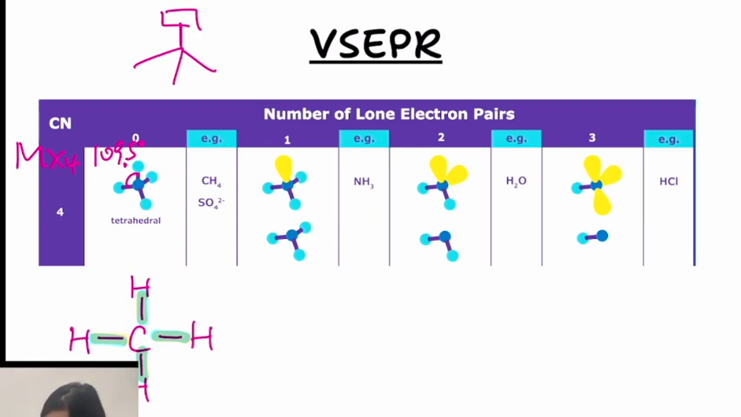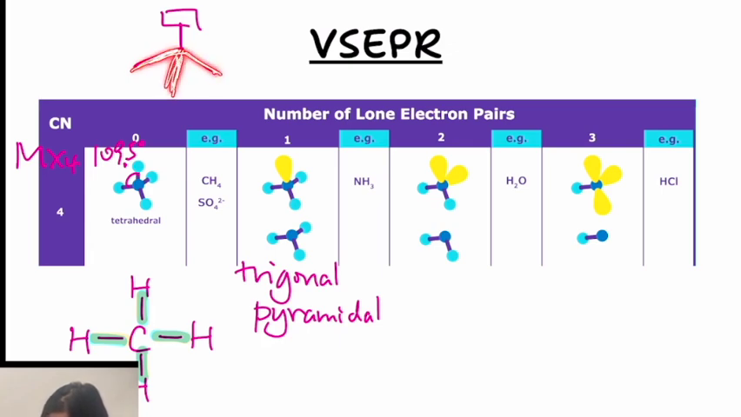Next, when one of the 4 bonding pair electrons is replaced by the lone pair electron, it forms this trigonal pyramidal shape. Because you have only the tripod legs, and not the supporting stick anymore.